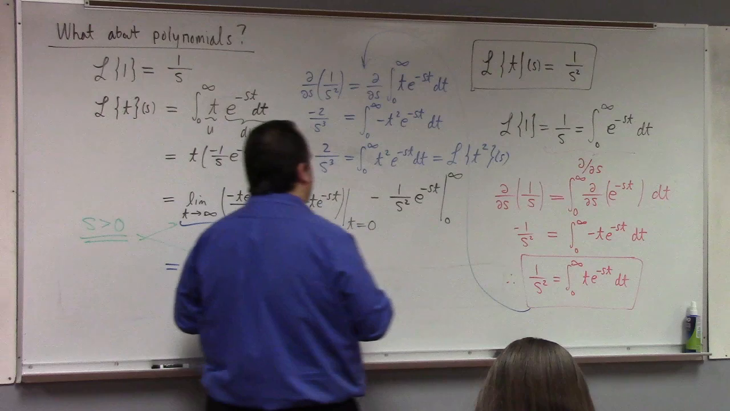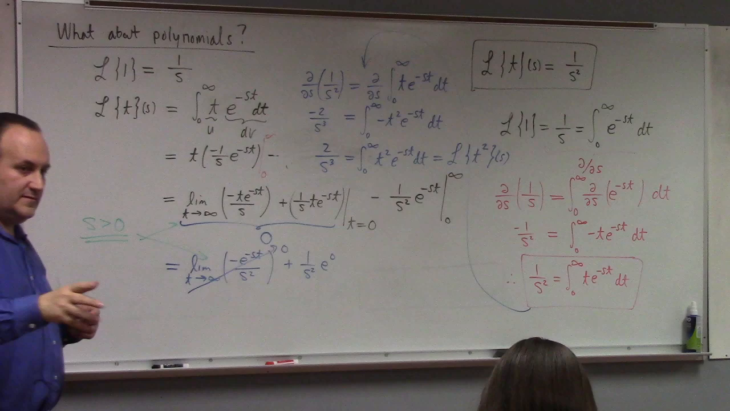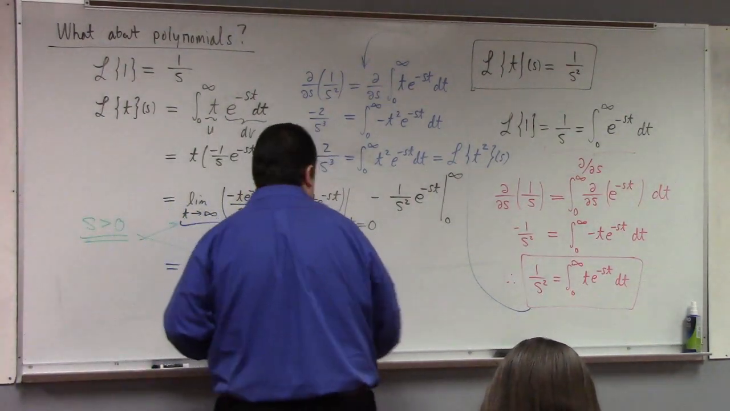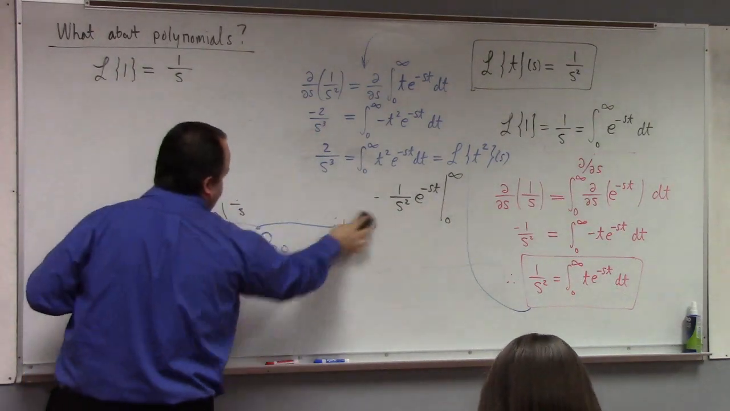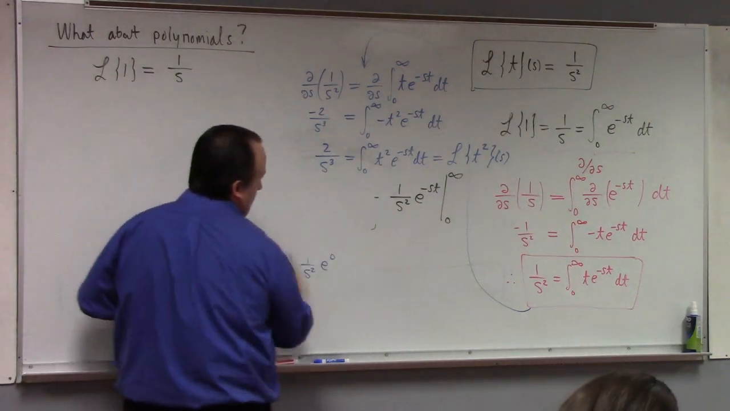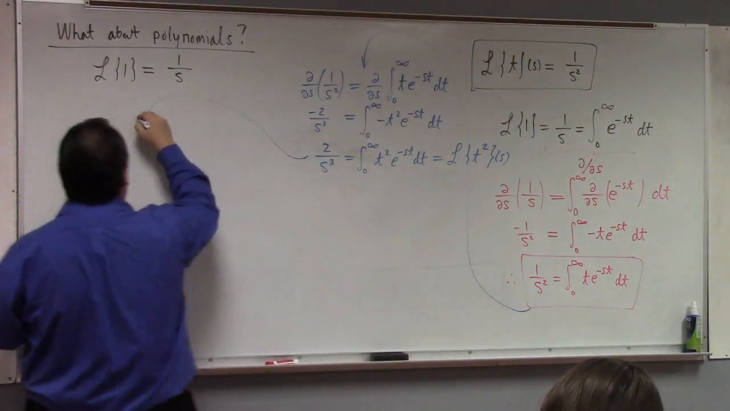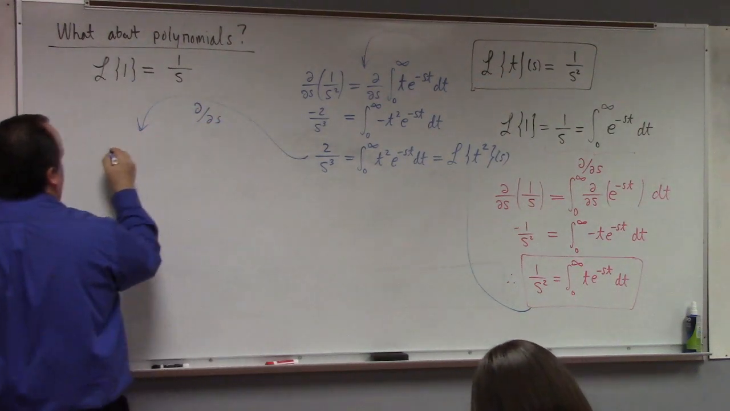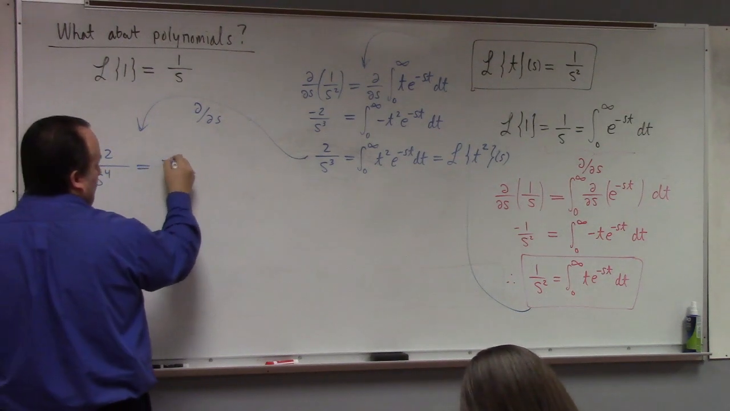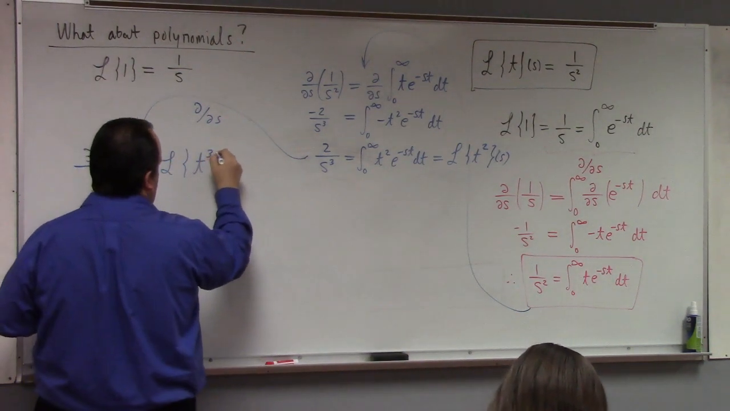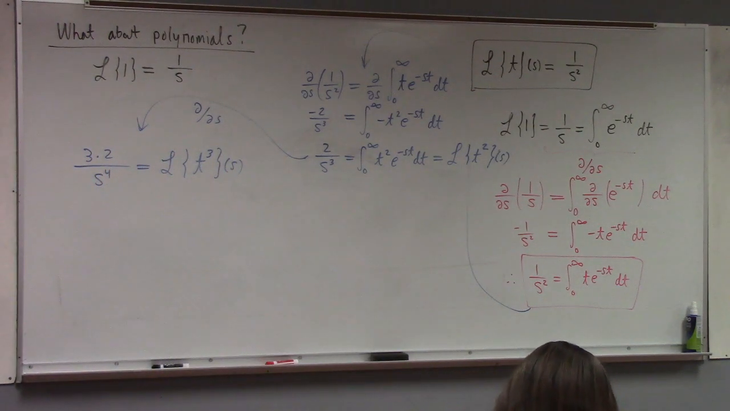That is the Laplace transform of t squared. You're almost right, but what are we missing? What happens when we differentiate again? If we differentiate again, we get 3 times 2 over s to the 4th is equal to the Laplace transform of t cubed of s. I'm just going ahead and canceling the minuses that come from both sides of differentiation.